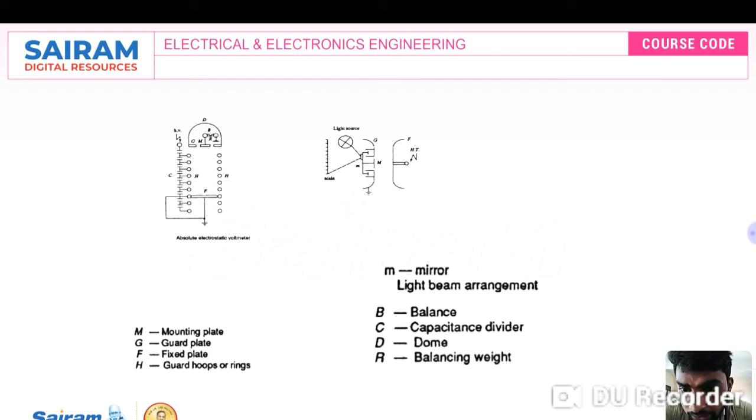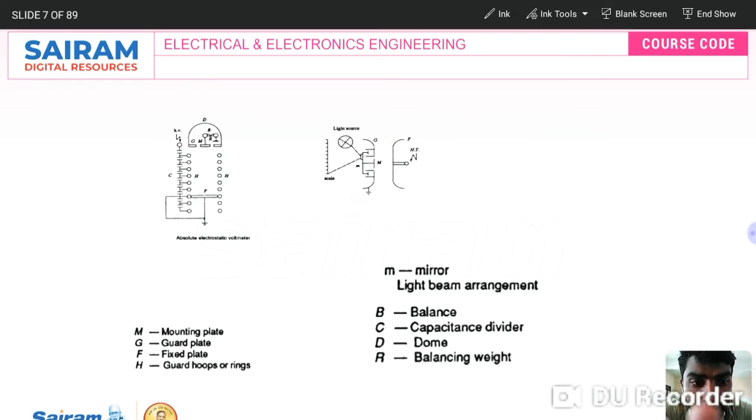So M is the mounting plate. This part is the mounting plate, and the guard plate is G, this one, okay? And the fixed plate F is this one, and H is the guard hoops or rings. H is here for the guard hoops rings. So this part, this part, this part will be moving.